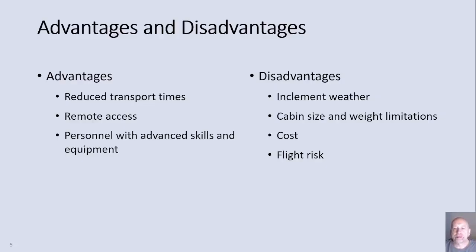So air medical transport provides numerous advantages over ground transport, namely increased speed and maneuverability. The helicopter flies in a straight line. It can move at a faster rate than what the ground ambulance can do, and it's not limited by geography or availability of roads. So it can get into remote areas that maybe a ground ambulance can't get to.